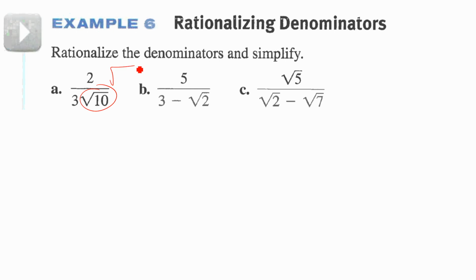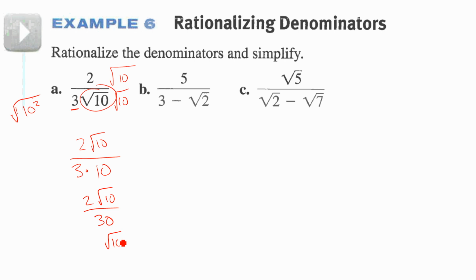We multiply them away. If there's just a single term, we don't need to multiply by the 3 because the 3 is not a radical. Multiply the top and the bottom by rad 10. So the numerator is now 2 rad 10. And the bottom is now 3 times, what's the square root of 10 times the square root of 10? The square root of 10 squared, which is just 10. So we get 2 rad 10 over 30. Reduce that, rad 10 over 15.